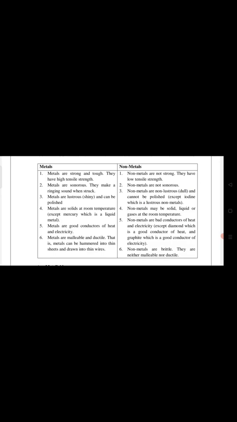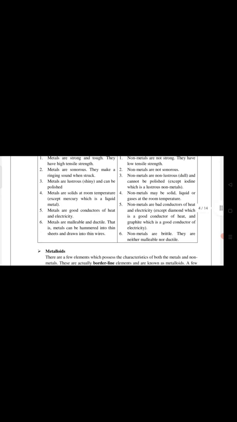But diamond is a good conductor of heat and graphite is a good conductor of electricity. Okay. Metals are malleable and ductile. Metals can be hammered into thin sheets and they can be drawn into wire. But non-metals are brittle. They are neither malleable nor ductile. So metalloids have both metallic and non-metallic properties, like silicon, germanium, arsenic, antimony, bismuth, polonium, tellurium, boron. These are generally the examples of metalloids.